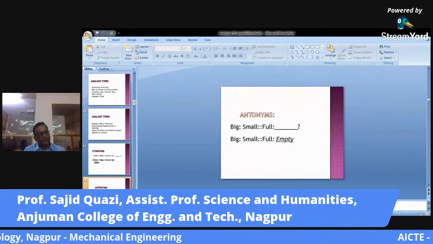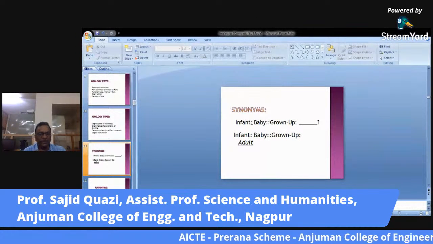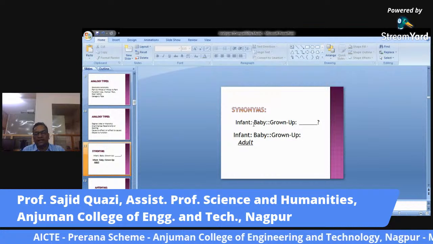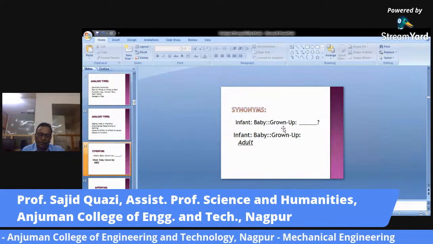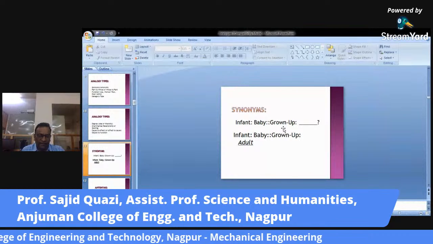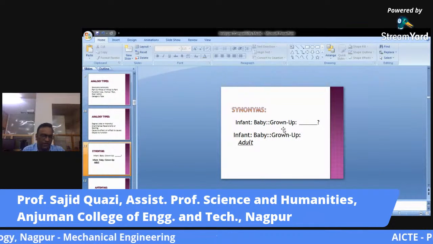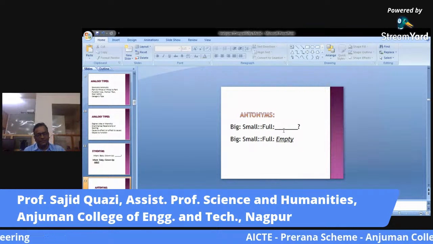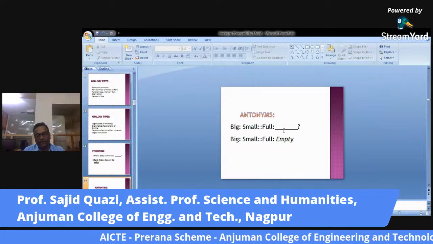So the synonyms example we have seen just now. Here infant is the given word, and we need the synonym, the same meaning word, and that's why we put baby in front of infant. The same relationship we continuously follow, like grown up equal to adult. When we grow up, we become adult; when we are infant, we are baby. So this is the relationship that we have to follow. In antonyms also, you see big equal to small is the opposite word, and full equal to empty.